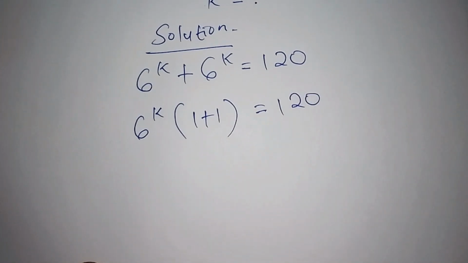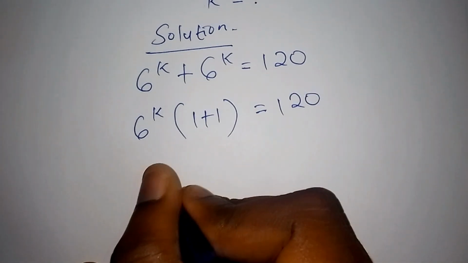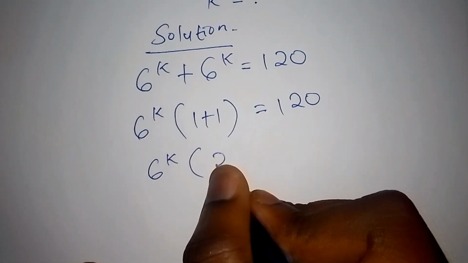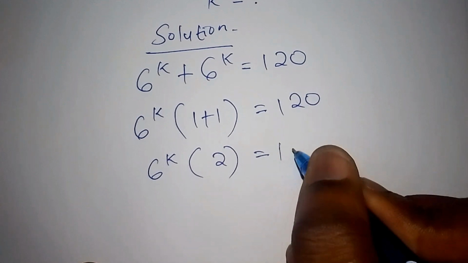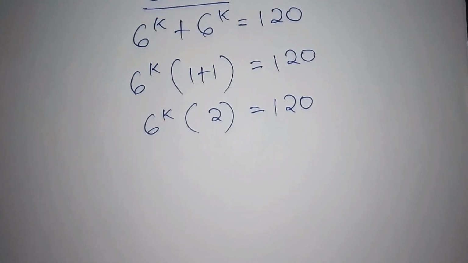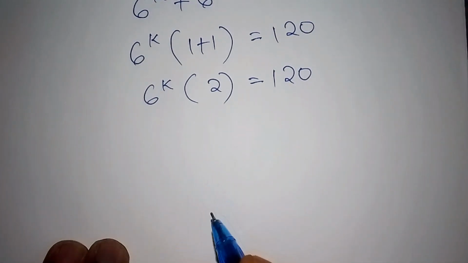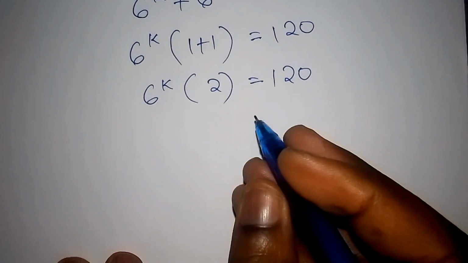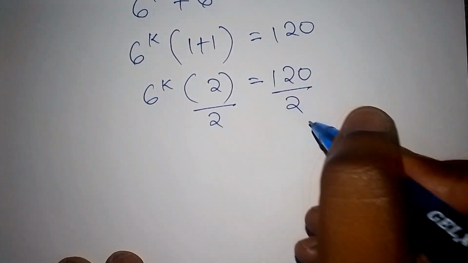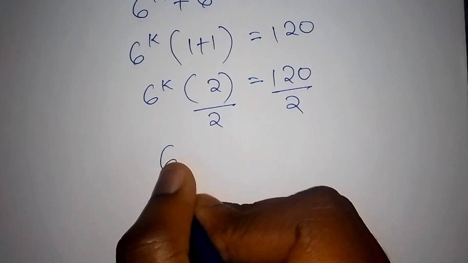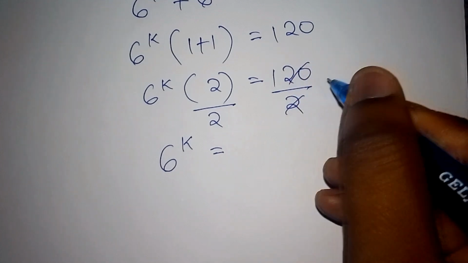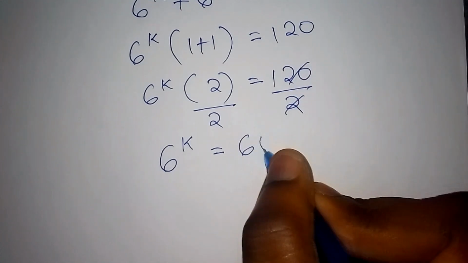So we need to work out the number inside the bracket. Now we shall have 6 to the power of k, then inside the bracket 1 plus 1 is 2, so we close the bracket, is equal to 120. From there we need to have only 6 to the power of k on this side, so we shall divide both sides by 2. Now we shall have 6 to the power of k is equal to, when we cancel, 60.